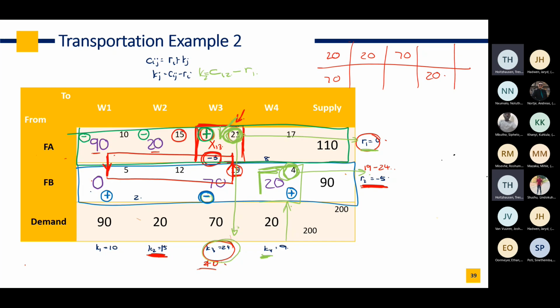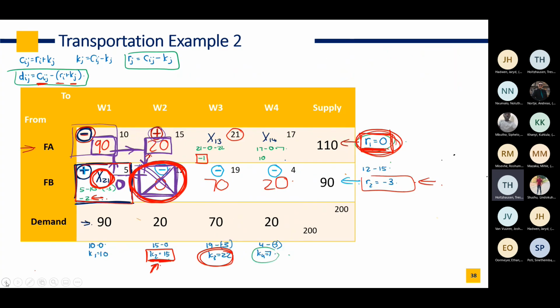I see. And then when we worked out the previous R2, we used 12 minus 15, and then we had -3. Why do we say 12 minus 15 and not 15 minus 12? Okay, and it comes down to the working out of it. So remember, you have your Cij is equal to your Ri plus your Kj. You're now making R the subject of the formula. So it's Cij minus Kj.